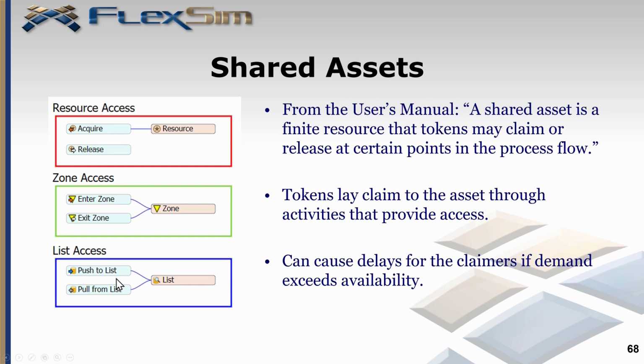The two activities that work in conjunction with a list are the push to list activity and the pull from list activity. As the name suggests, the push to list activity is used to add tokens, flow items, task executors, numbers, strings, etc. to the list. And the pull from list activity pulls things from the list. It can cause delays for the claimers if demand exceeds availability. So if the pull from list is trying to pull more than has been pushed to the list, it will block and have to wait till it can pull what it needs from the list.